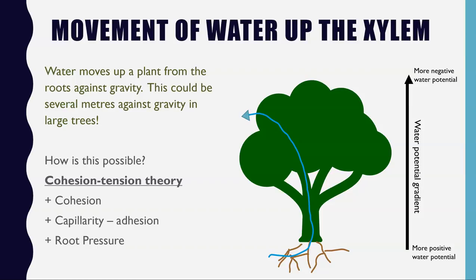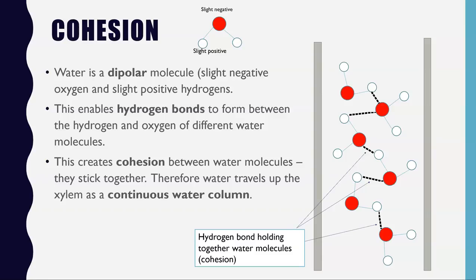So we're going to go through each of those, starting with cohesion. And we need to think back to biological molecules when you learnt about the structure of water. So water is dipolar, and that means we have a slight negative, which is on the oxygen, and a slight positive region, which is on the two hydrogens. And because we've got these two different charge regions, the water molecules are able to form hydrogen bonds with each other. And those occur between the hydrogen and oxygen of different water molecules. And that's what these dashed lines are representing.